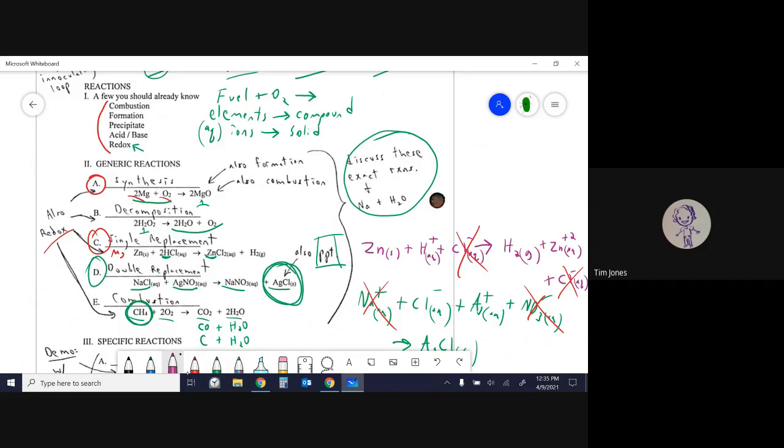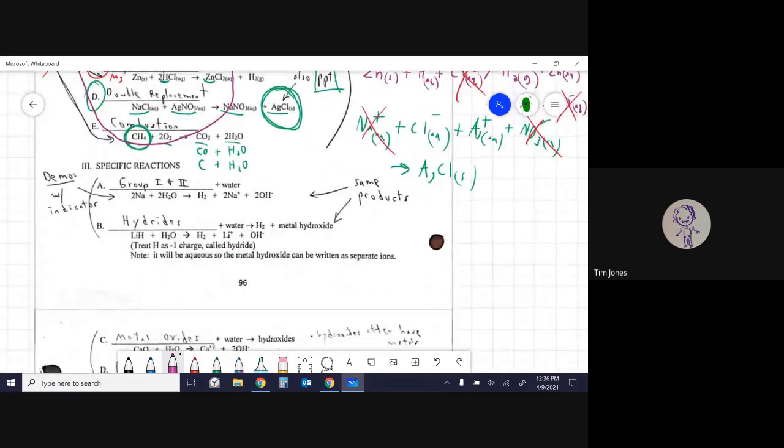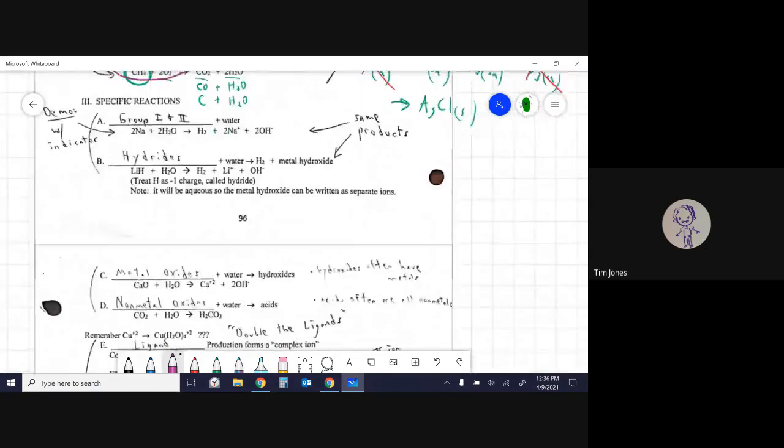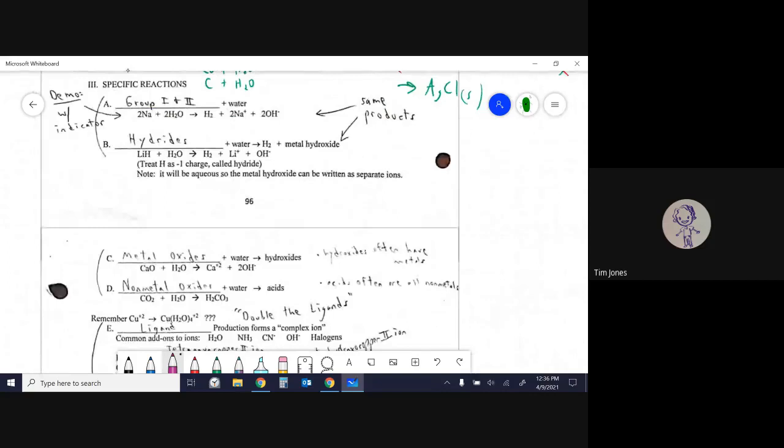We've got the ones you should already know from past experience, and then the generic 5 that can be useful to help you. And now we're going to look at some specific ones, and you'll see I've grouped them to help you. So I've grouped A and B, I've grouped C and D, and there's more groupings lower on the page. So that's done on purpose to help you. A and B are very similar reactions. So let's start with A.